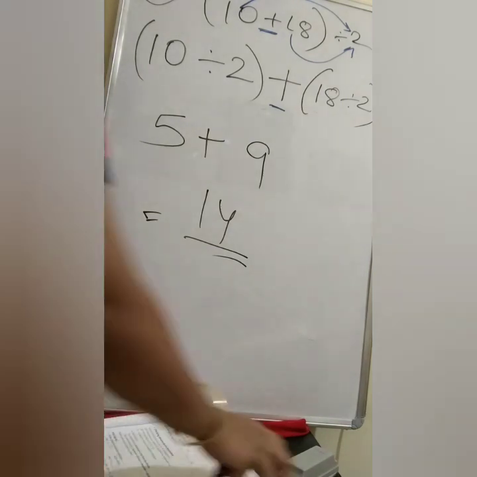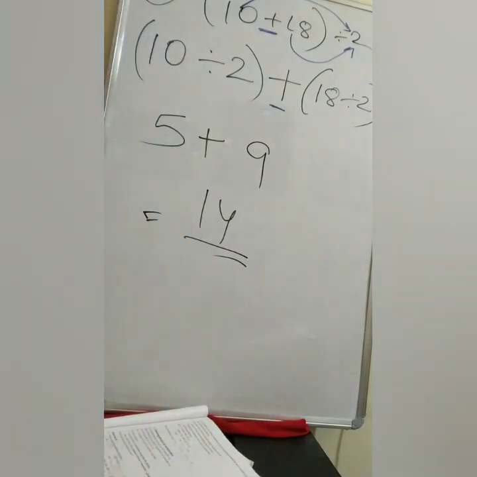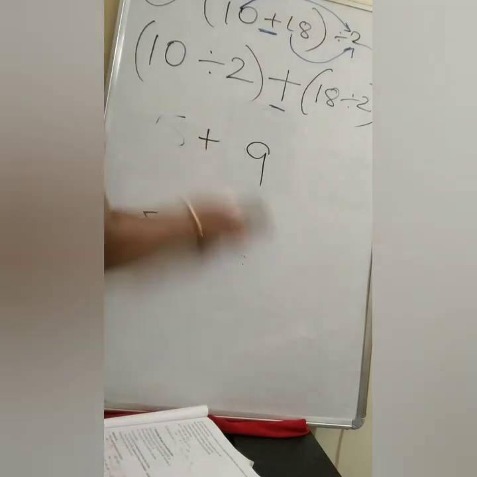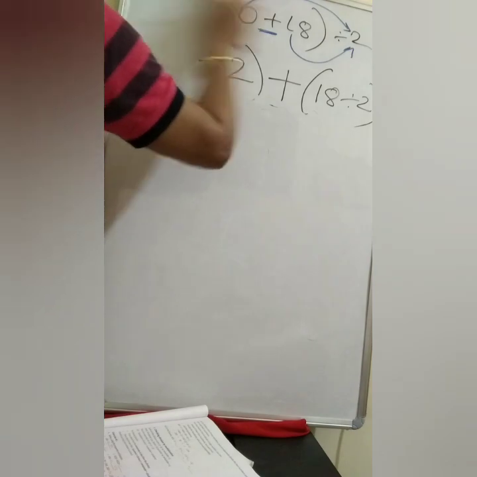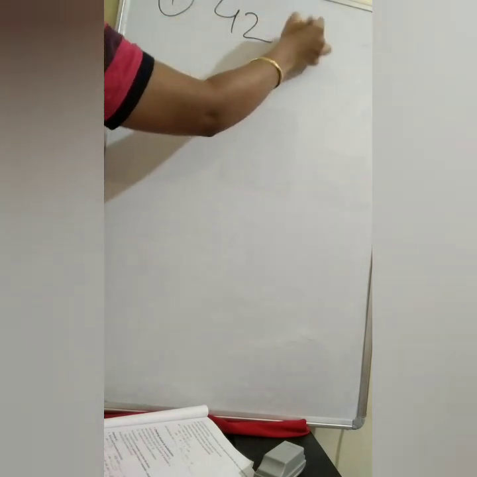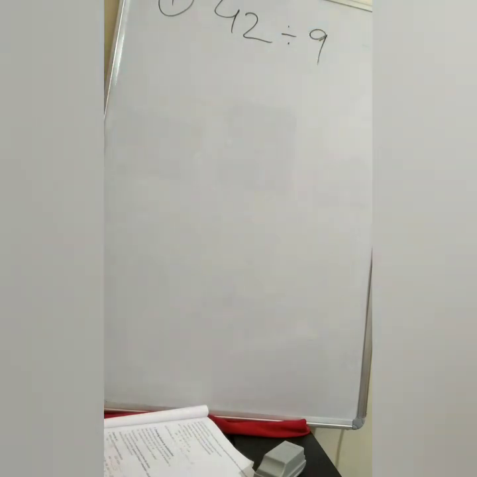question is there, that you have to check division by multiplication. Or one more question is there, that you have to find the quotient and remainder. So let's take those examples now. If I take the first question, 42 divided by 9, you have to solve.